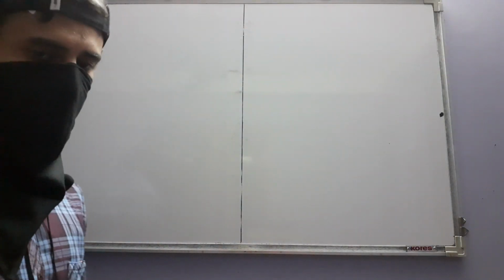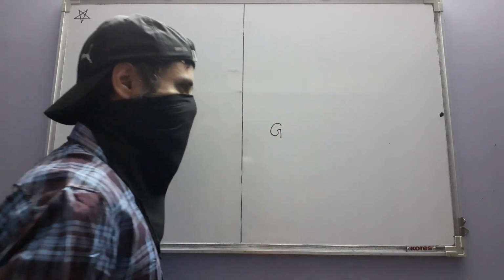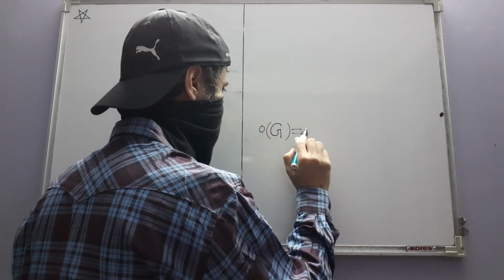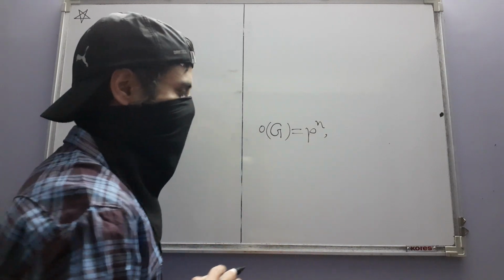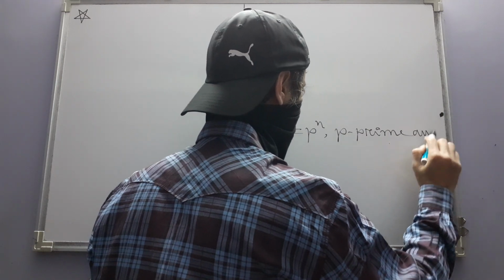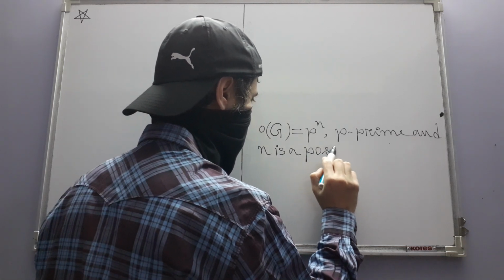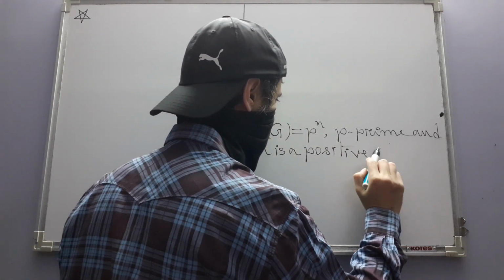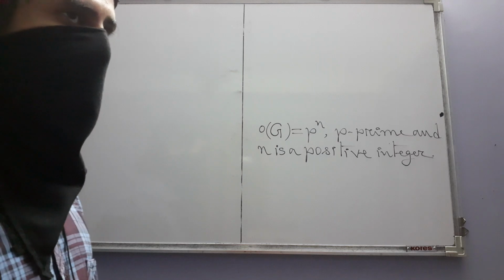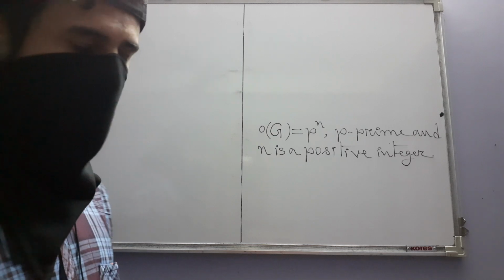So, if you remember, we have a finite abelian group whose order is p to the power n, where p is a prime and n is a positive integer. Our aim was to show that G is the direct product of a finite number of finite cyclic groups.